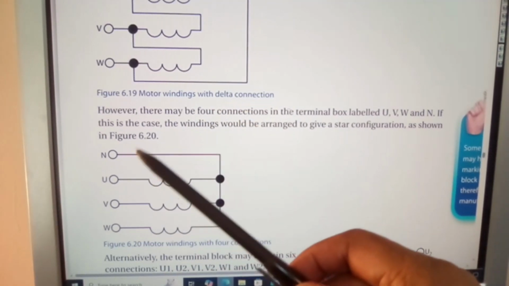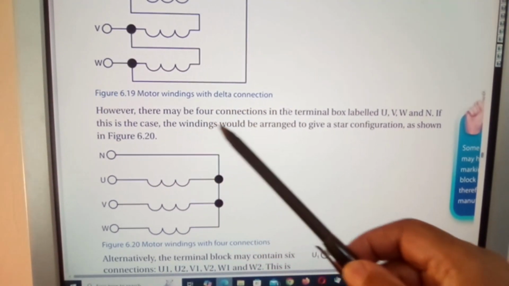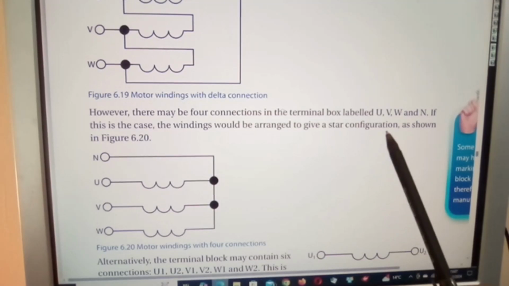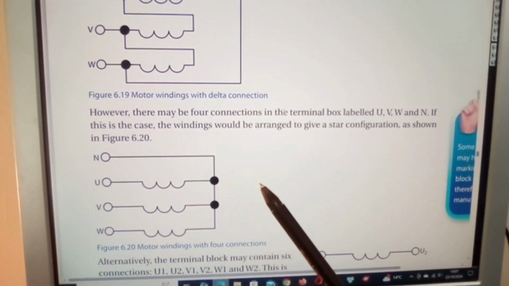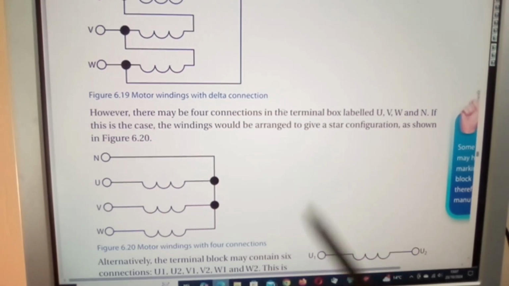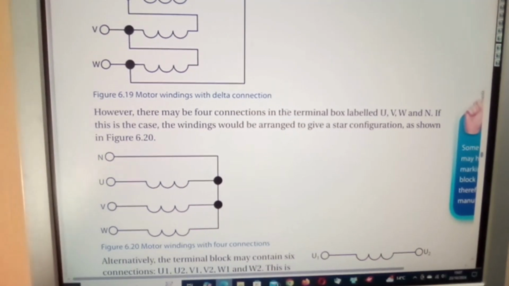However, there may be 4 connections in the terminal box labeled U, V, W, and N. If this is the case, the winding would be arranged to give a star configuration as shown.